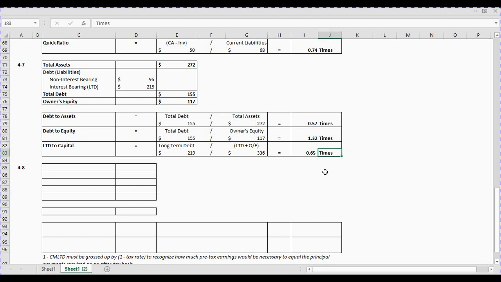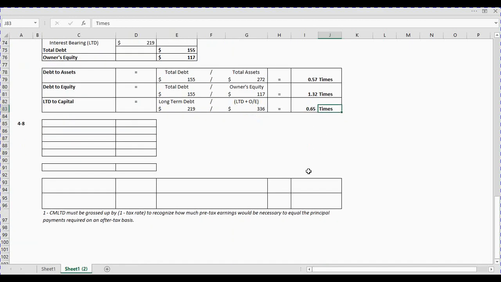If this number was 1 times or something like that, then it's starting to say that long-term debt is a higher percentage of, or in fact that would be zero owner's equity if it was 1 times, because there would be no owner's equity, just long-term debt divided by long-term debt. So in this case, 0.65 times, we'd want to see this number kind of come down, perhaps.